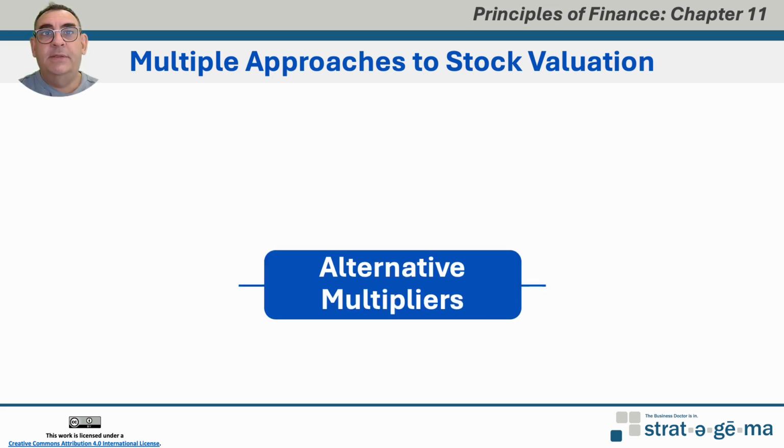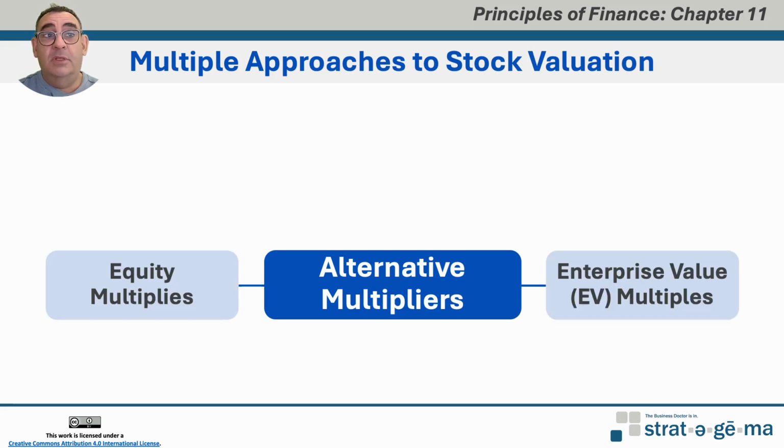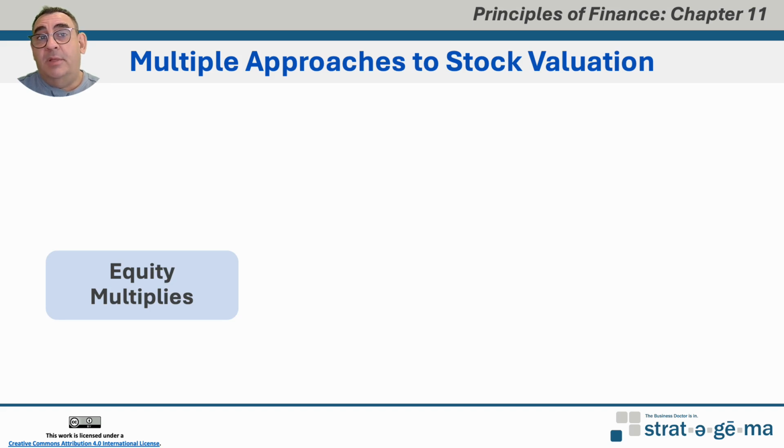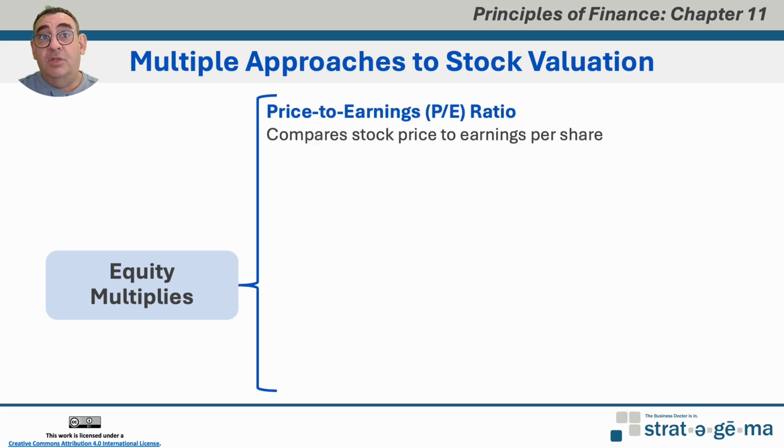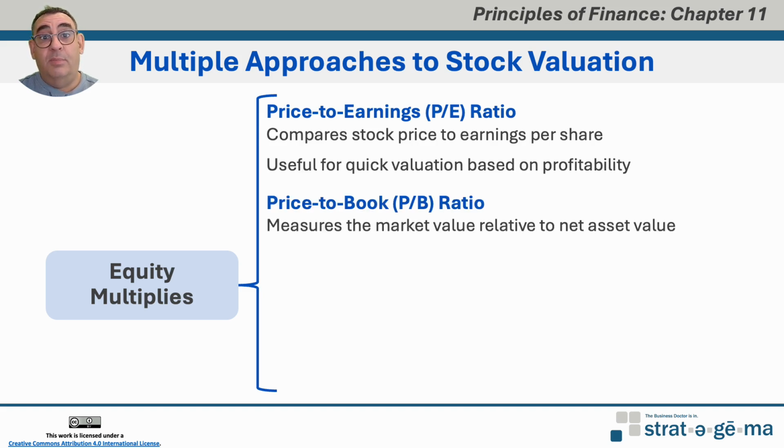So now we'll discuss some additional alternative multipliers that we can classify into equity multiples and enterprise value, or EV, multiples. So an equity multiple is simply anything that we would multiply over and above the equity. We've already talked about one, that's the PE ratio, and that compares its stock price to its EPS, and that's a good quick evaluation. It's based on profitability. The price to book ratio is also an equity multiplier, measuring the market value relative to its net asset value and is used for asset-heavy companies.